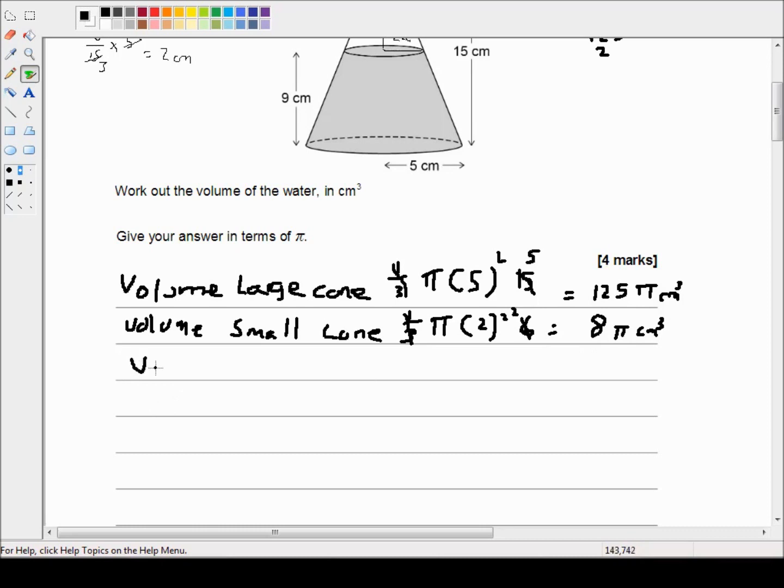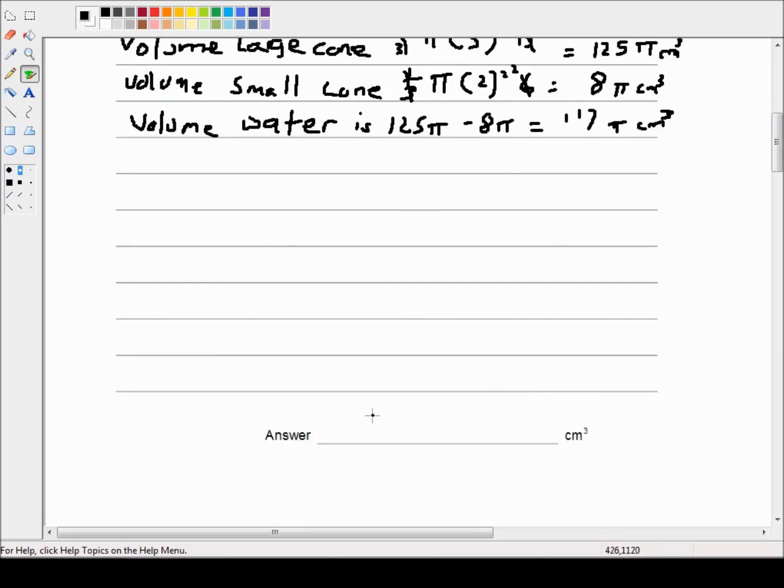So the volume of the frustum, or we could say the volume of the water, is 125 pi minus 8 pi, which is equal to 117 pi centimetres cubed. And that's our answer, 117 pi.